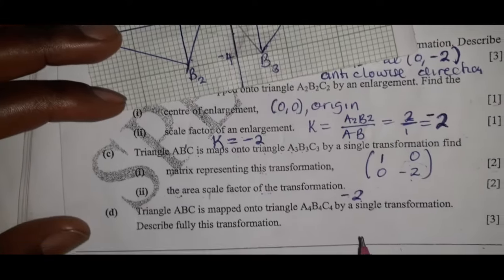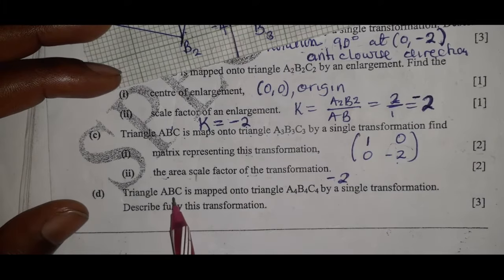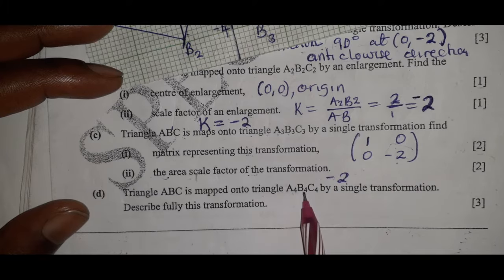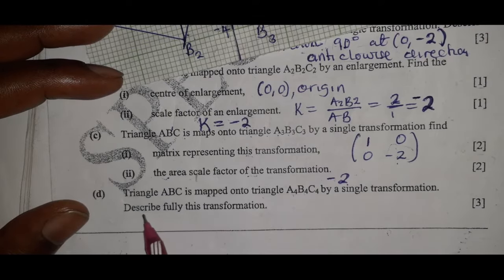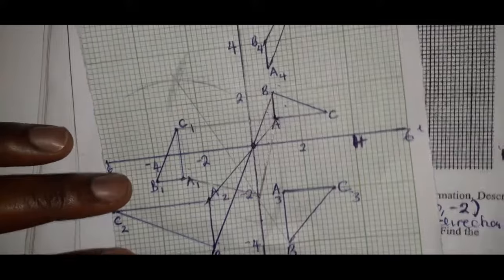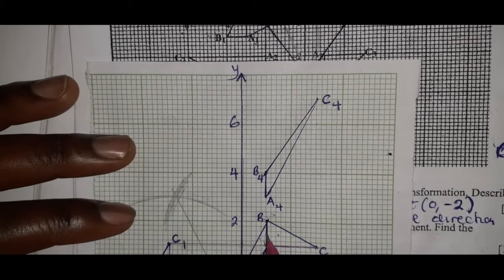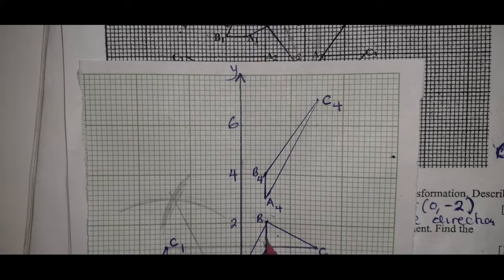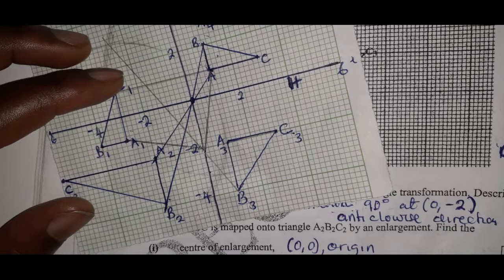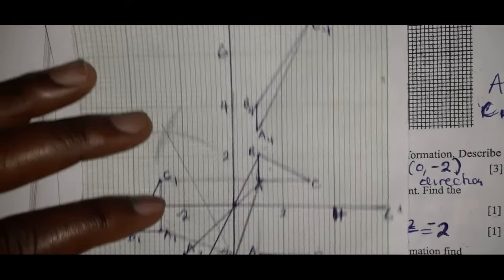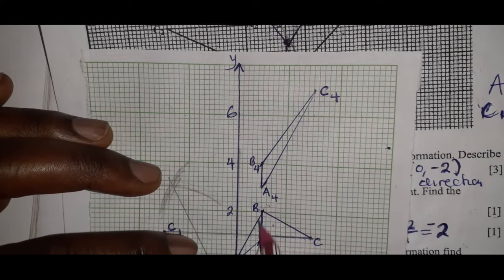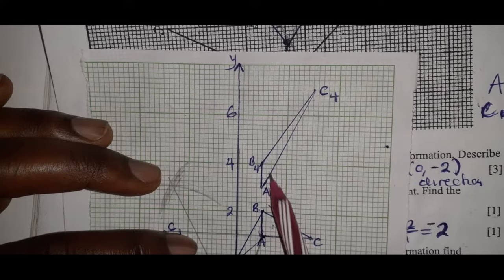So we are remaining with the last one. Triangle ABC is mapped onto A4, B4, C4 by a single transformation. Describe this. Okay, so when you look at this point, these points have moved. By the way, this is described. So here, this is a shear. This is a shear here, from this point to this one.